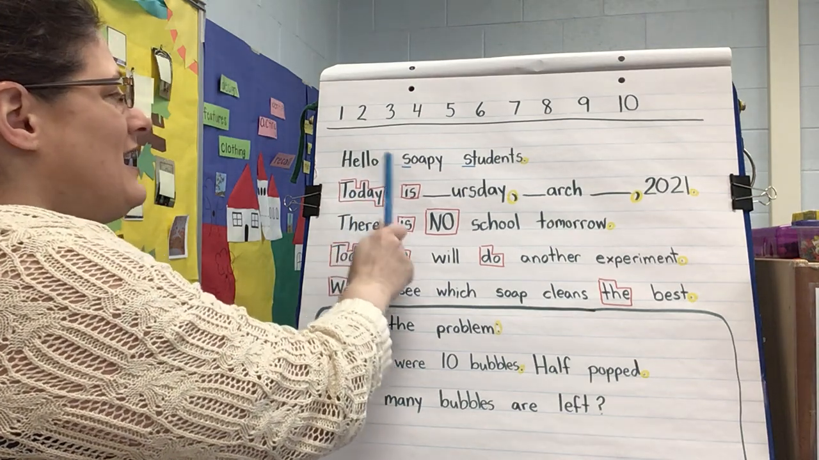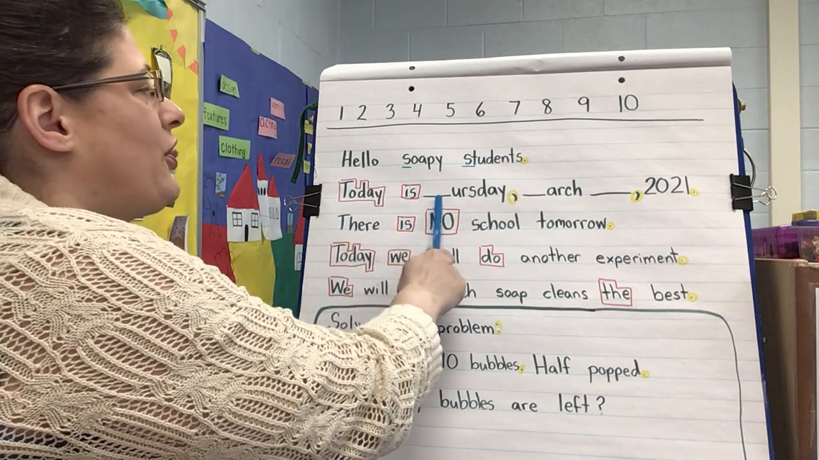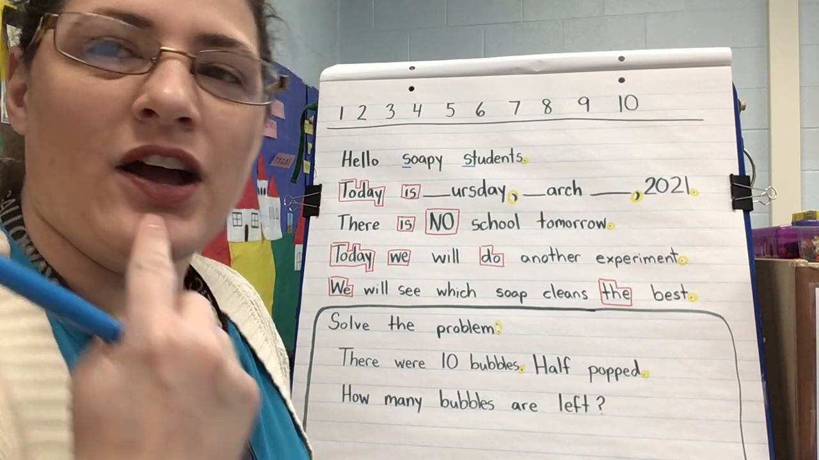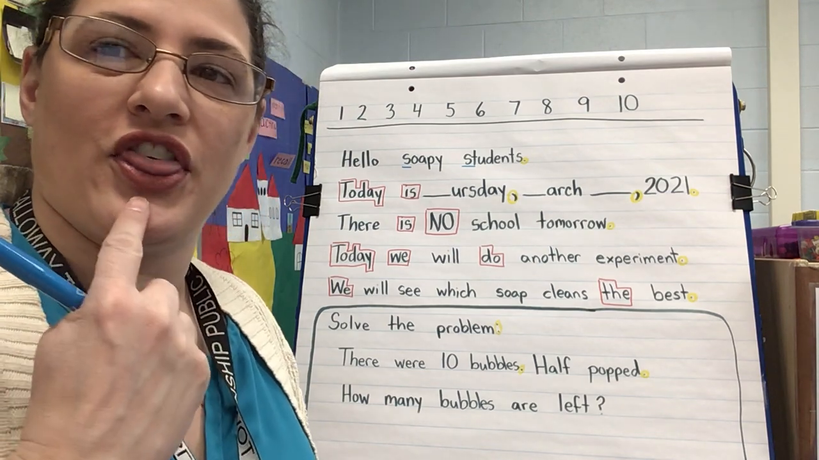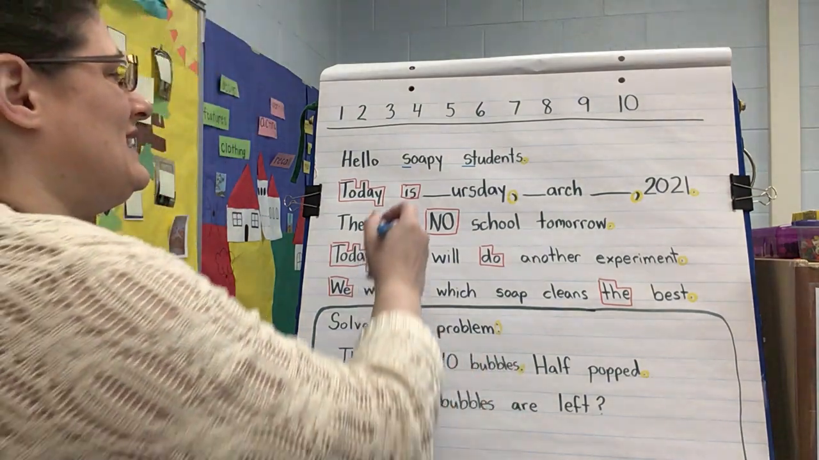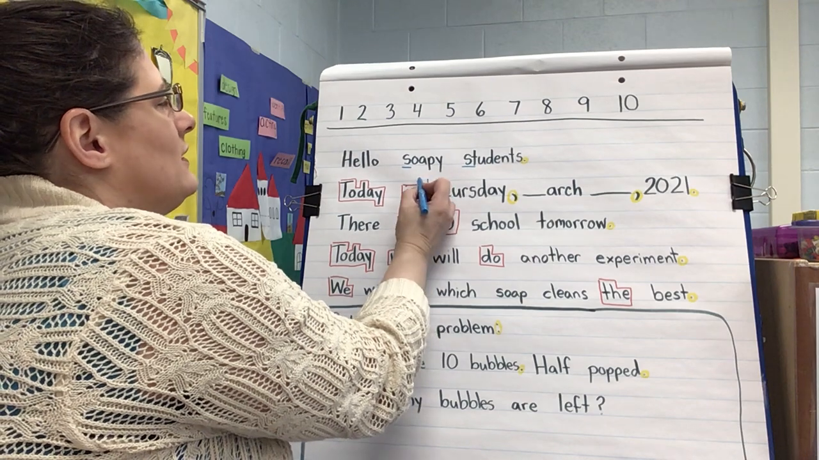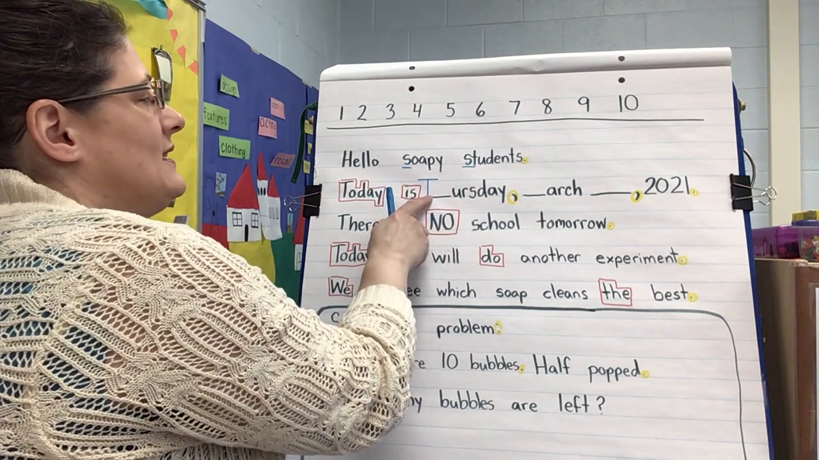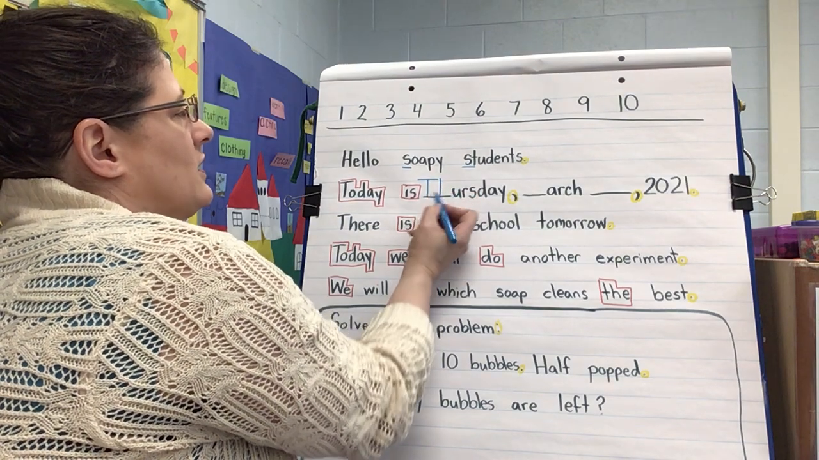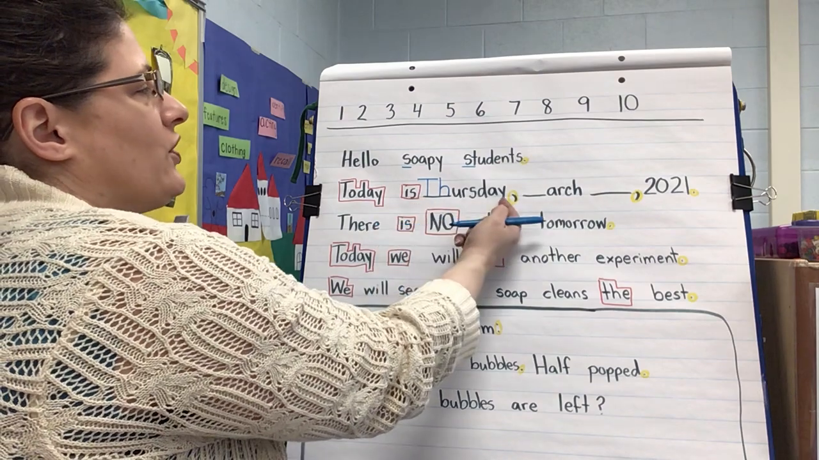Today is Thursday. What letters make th? Two tall ones. That's right, a T. If you have your marker, write it with me. Line down, line over, T, and an H, a lowercase H. Long line, and a rainbow. Today is Thursday.